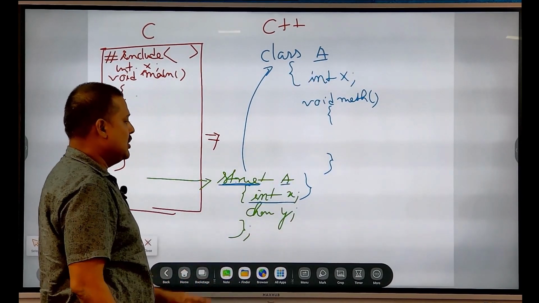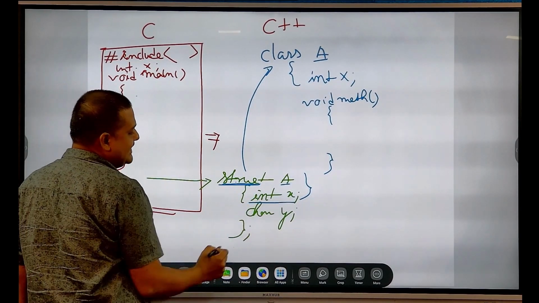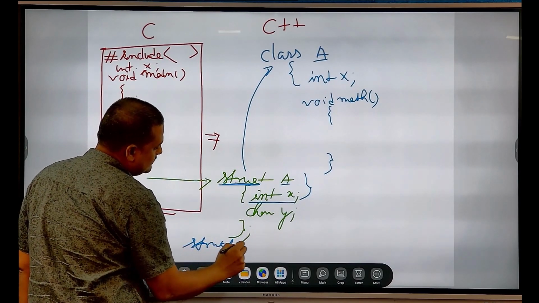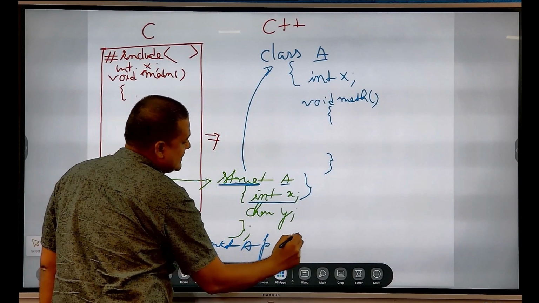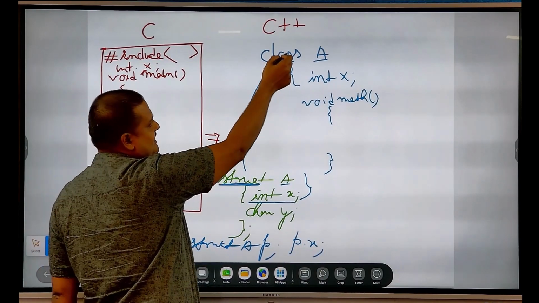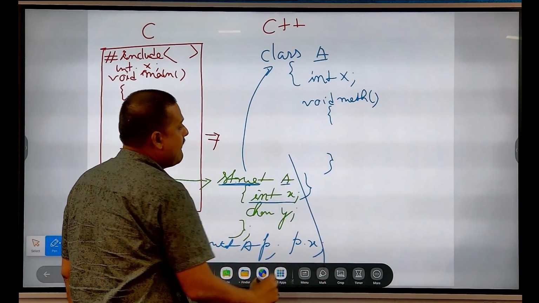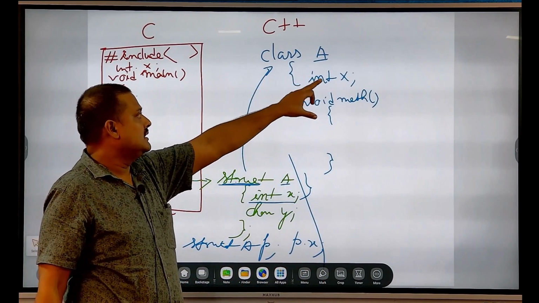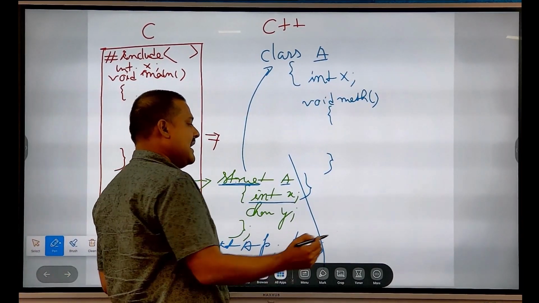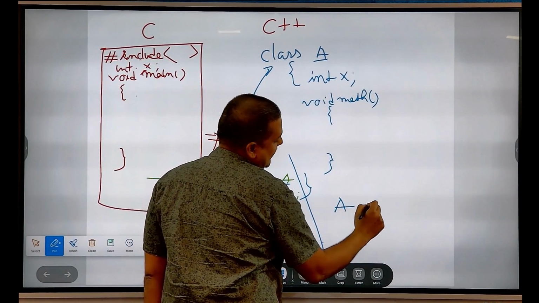In case of C language, only variables can be there, and we can access all these members by the help of the dot operator, like we create struct A of P, then we can access P dot x, P dot y, and this way. In case of C++, we can have the data and the methods inside a particular class, and from another class we can access them by creating an A object m.